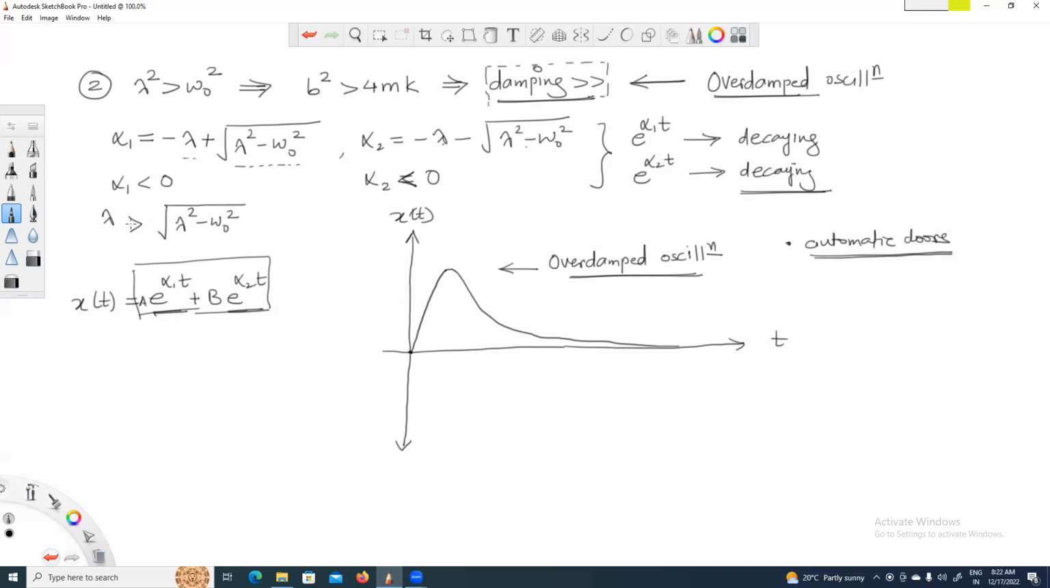Okay, so let's move on to the third type of damped oscillation, in which lambda square is equal to omega naught square. This leads to b square equals 4mk. And this condition is known as critical damping. So what does critical damping basically mean?